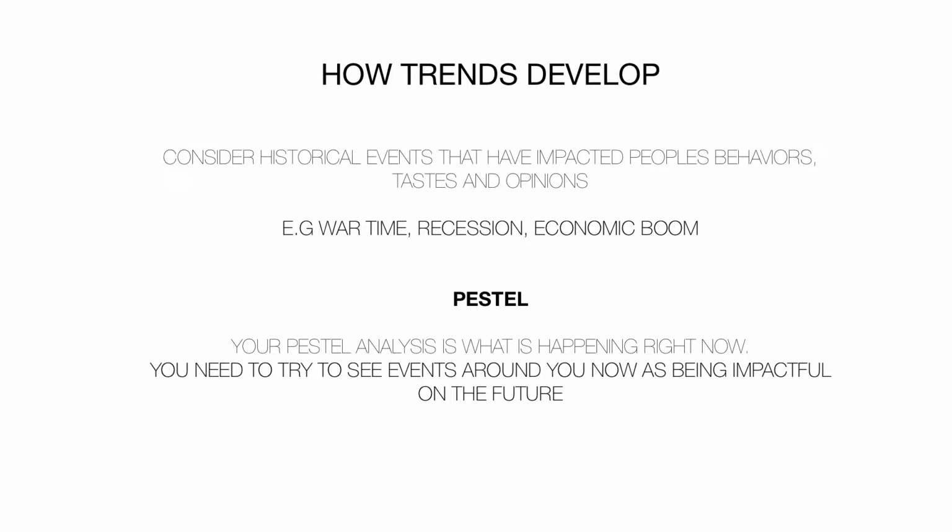How trends develop. Consider historical events that have impacted people's behaviours, tastes and opinions, for example, the World Wars, the recession more recently, as well as the economic boom. All of these have affected the way people dressed and had influences upon fashion. Your PESTEL analysis is what is happening right now within society and around us. You need to try to see events around you and how they will be impactful on the future. This will again help you determine trends. We will look more at this in future lessons.